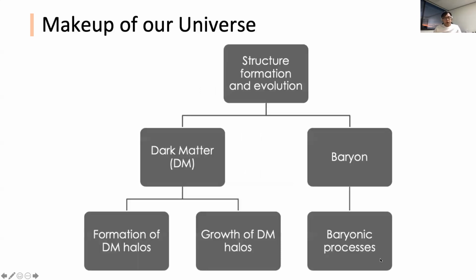As we are all familiar with, our universe is made up of dark matter and baryons. According to the primordial density perturbations, the dark matter would form gravitational potential wells, or halos, and it will start to pull in more dark matter, which leads to the growth of the dark matter halo, as well as the baryons falling in, which would initiate a series of baryonic processes such as star formation. So we attempt to capture all this structure formation and evolution using cosmological simulation.